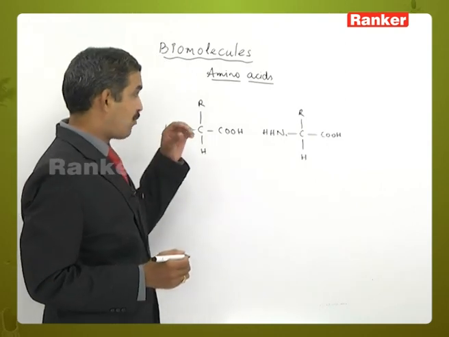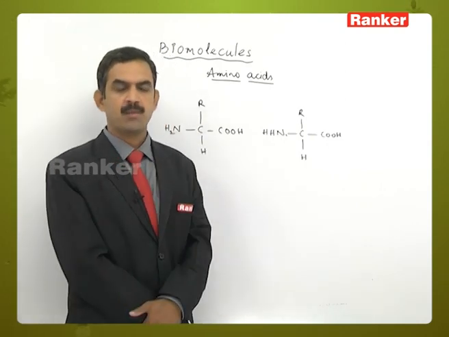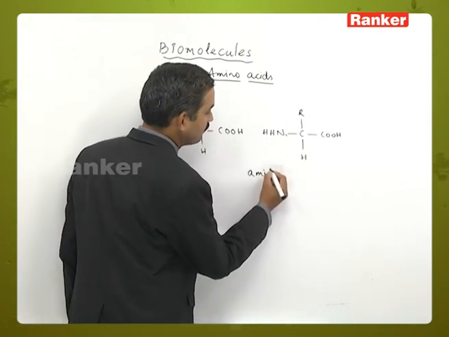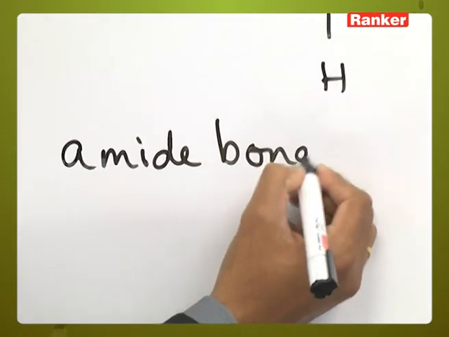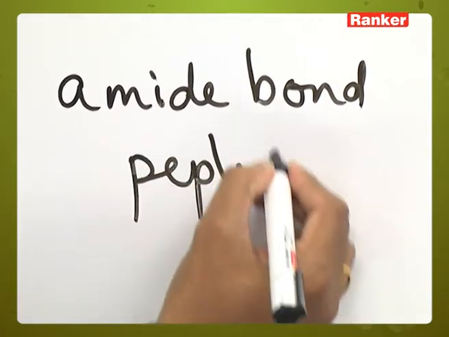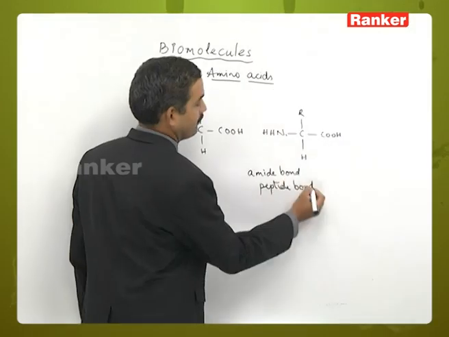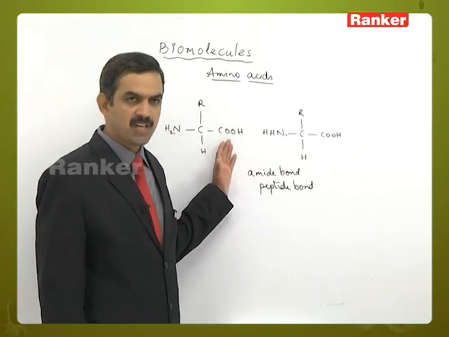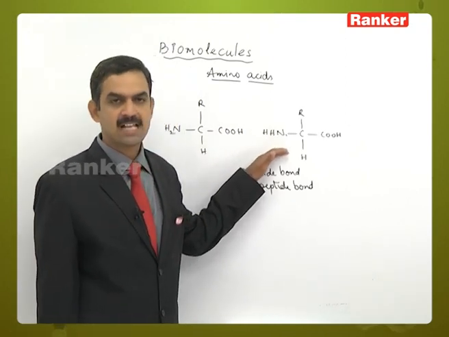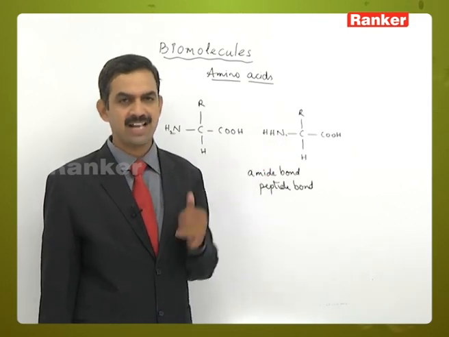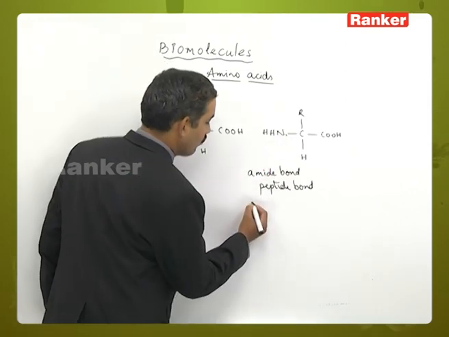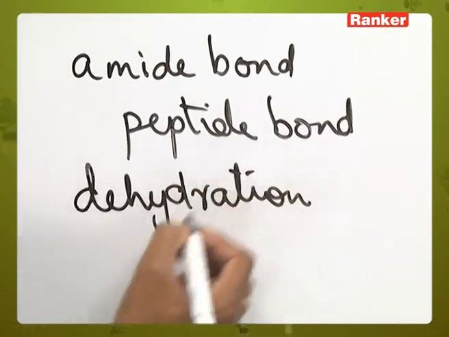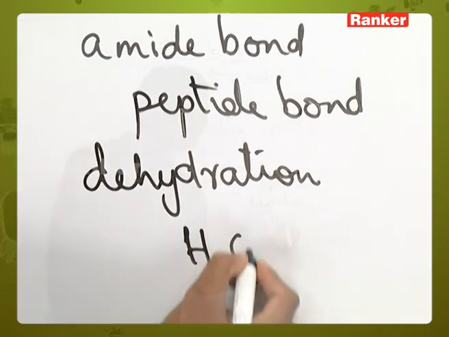Here amino acids are bound with a bond called an amide bond, but it is more popularly known as a peptide bond. This peptide bond is formed between the carboxyl group of one amino acid and the NH2 group, that is the amino group, of the adjacent amino acid. In that process, one water molecule is lost, which is called dehydration, and it is released outside.